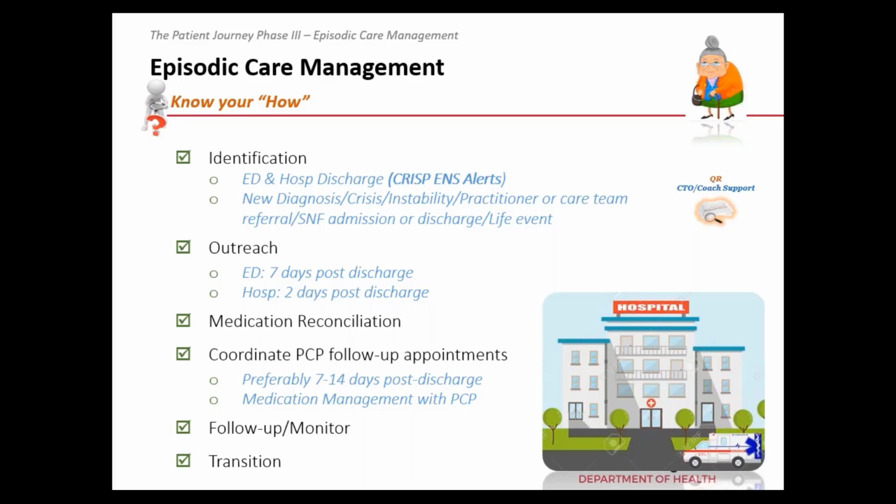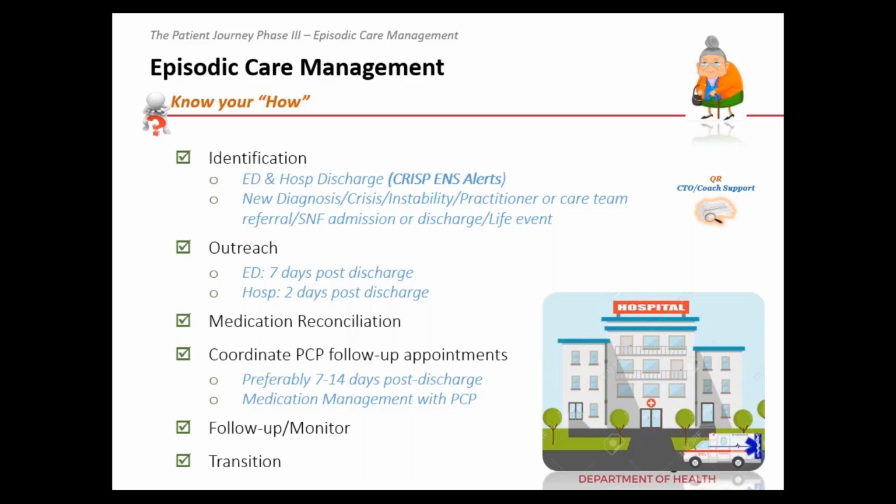In this short-term care management, the key thing to keep in mind is that, first of all, you have to have a way to identify these patients. Again, most of you already use the CRISP ENS alerts. I would say that's your first go-to data source. And when you have that data, you should outreach your patients as soon as you can. In the MDPCP program, for those who have a recent hospital discharge, you have 2 business days to contact the patient, and for post-ED visits, 7 business days. So keep that in mind as you plan your workflow.